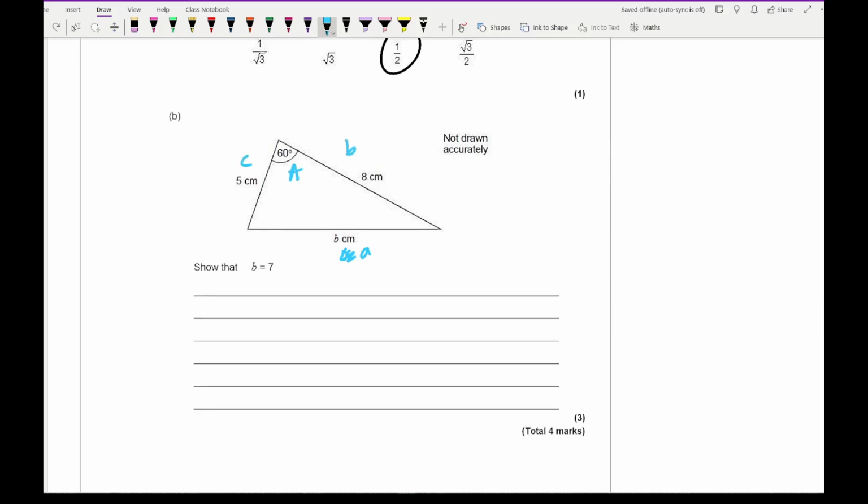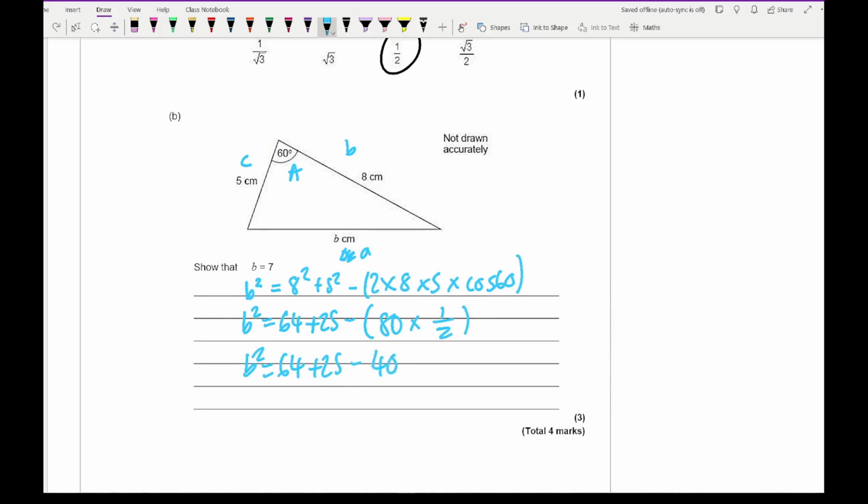So from this, I've got b squared equals 8 squared plus 5 squared minus 2 times 8 times 5 times cos 60. Now from this, I've got b squared equals 64 plus 25 minus 8 times 5, which is 40, times 2 is 80. So 80 times cos 60, which is a half. So I get b squared equals 64 plus 25 minus 40. And then from there, b squared equals 49. So b equals 7.